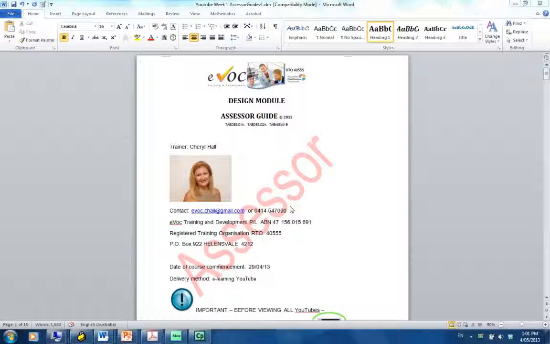Let's have a look at your first module, your design module, and this is your YouTube document that was sent as an attachment by email. So you can see the watermark through that now. It's got a sort of faded red assessor through the center of it there. So this is the actual complete version of the assessor guide.